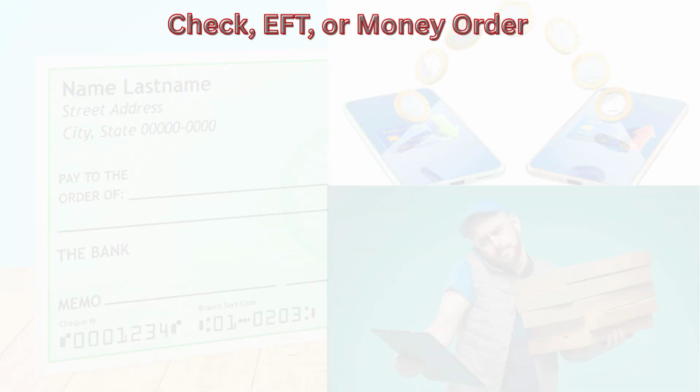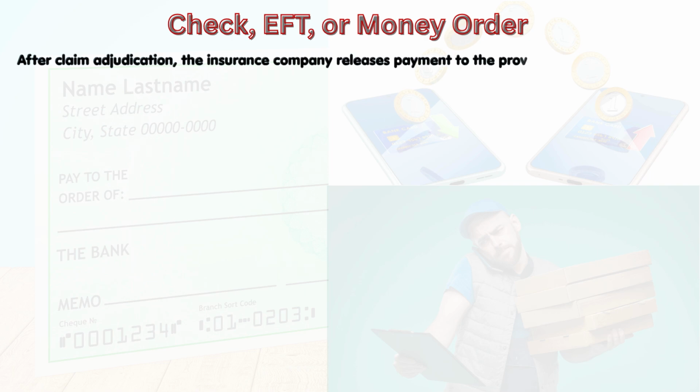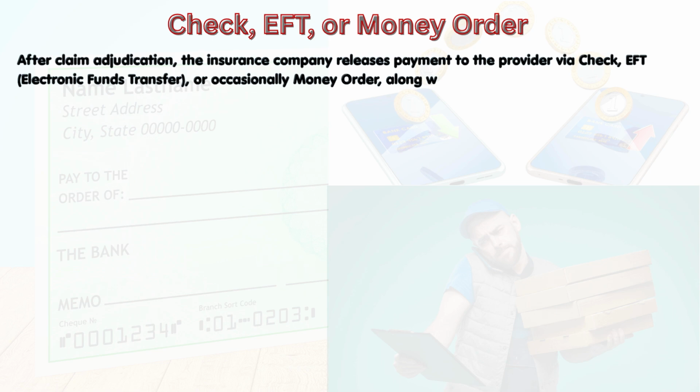Check, EFT, or money order. After claim adjudication, the insurance company releases payment to the provider via check, EFT, electronic funds transfer, or occasionally money order, along with remittance details, i.e., EOP, ERA, for payment posting.